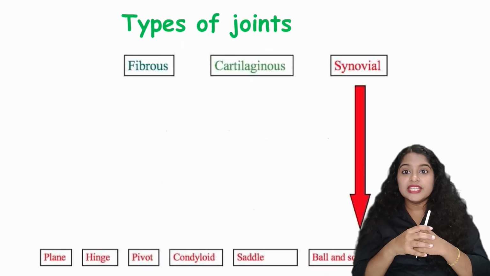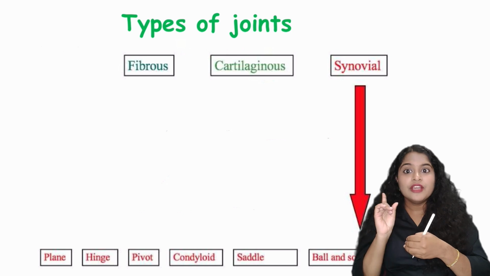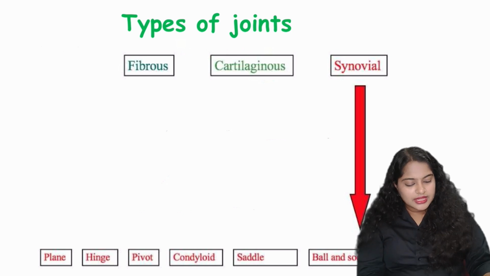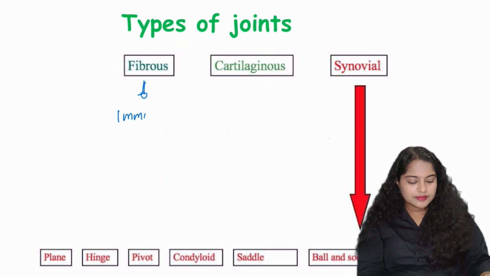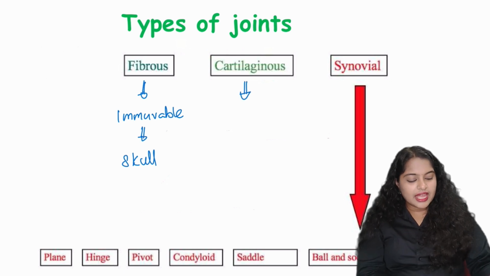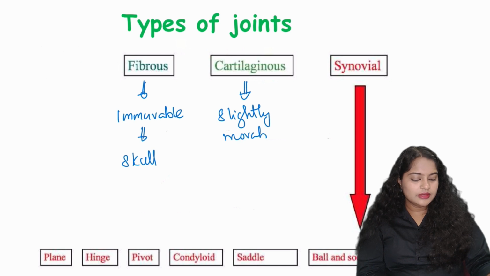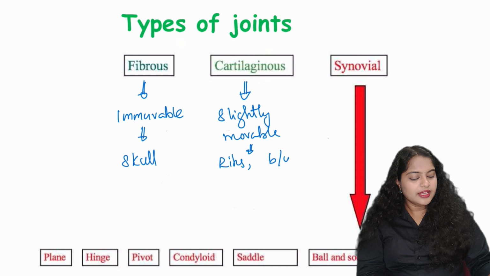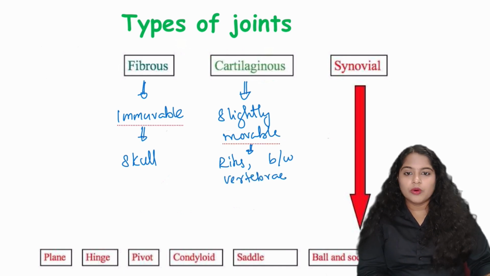So now we are going to see different types of joints in our body. The first one is the fibrous joint. They are immovable joints, and they are mainly found in the skull. Now coming to the cartilaginous joints, these have slight movements, so they are slightly movable. They are found connecting the ribs, between the vertebrae, and in the connection between 2 pelvic bones, that is the pubic symphysis.